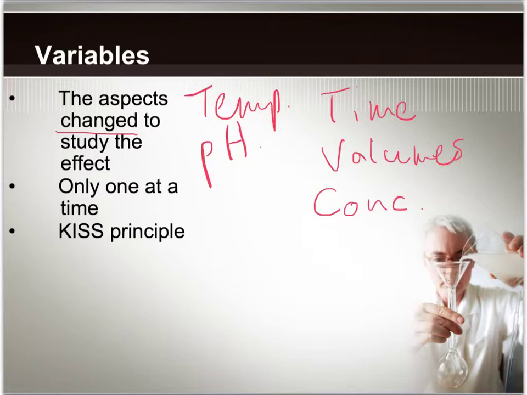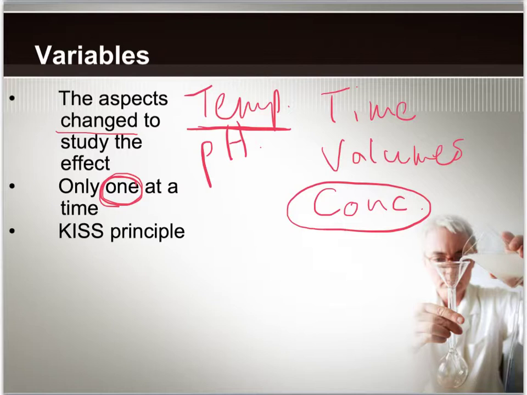Now, the most important thing is that only one of these things is done at a time. If you're going to be looking at how temperature affects the rate of a reaction, then that will be the only thing that you vary. If you're wanting to look at how concentration affects the rate of a reaction, or the amount of reactants or products that are produced, then concentration will be the only thing that you vary. You do them one at a time. You must stick to the KISS principle.